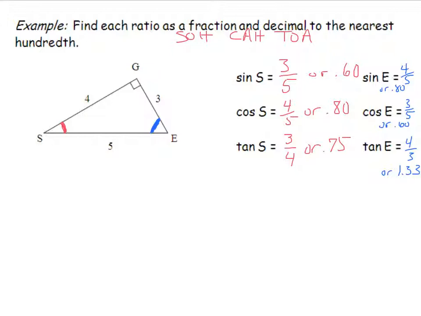Okay, so let's go ahead and take a look. On sine of angle E, sine, opposite over hypotenuse. So the opposite leg to E was 4. The hypotenuse was 5, so it's 4/5 or 0.80. Cosine of angle E, cosine, CAH, adjacent over hypotenuse. So the adjacent leg was 3. The hypotenuse was 5, so 3 over 5, which gives me 0.60. The last one, tan of angle E. Tan, opposite over adjacent. Opposite leg was 4, adjacent leg was 3, so it's 4/3, otherwise known as 1.33.